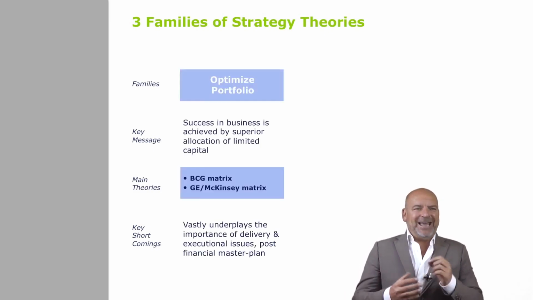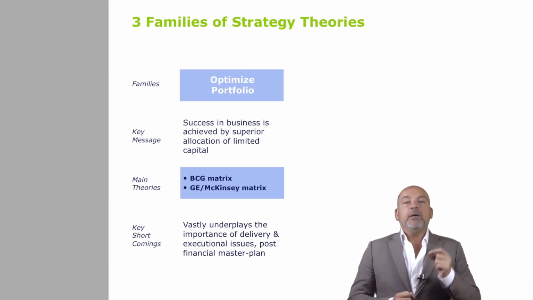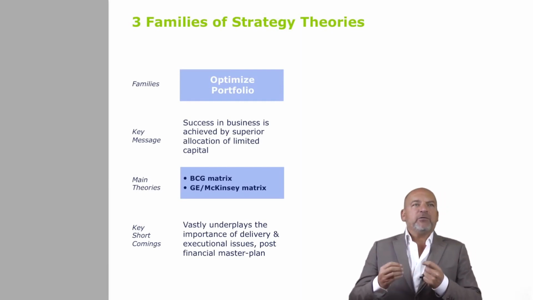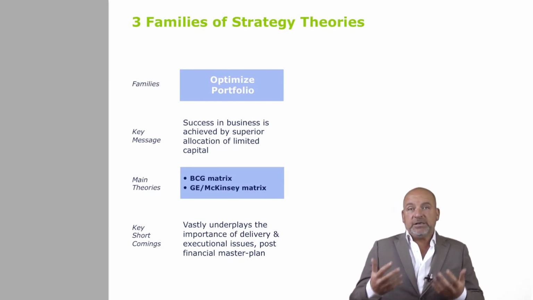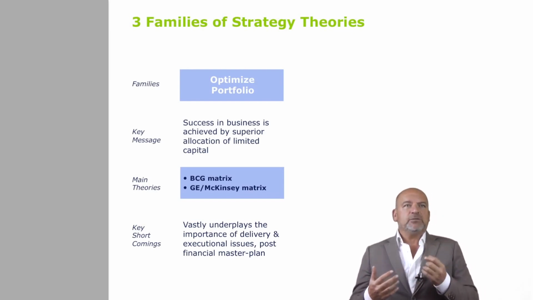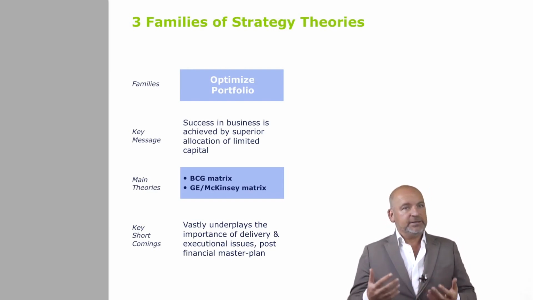You could date the birth of that family to 1970, when BCG comes up with the share growth matrix. And the share growth matrix is the poster child of the optimized portfolio family. And this particular theory, as many others in the family, has one big message, which is success in business is achieved by superior allocation of limited capital.